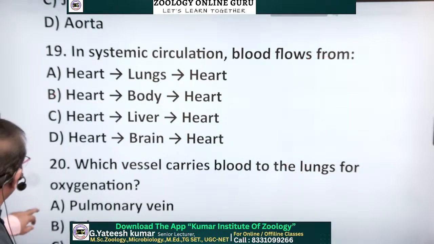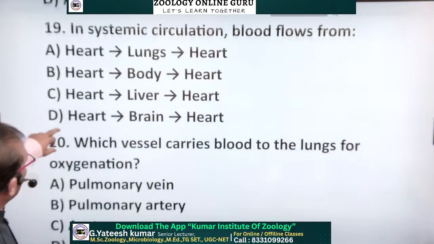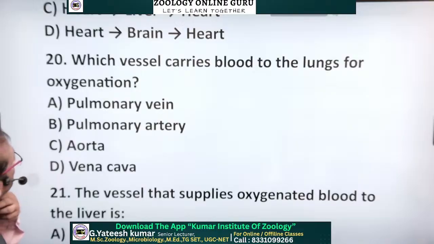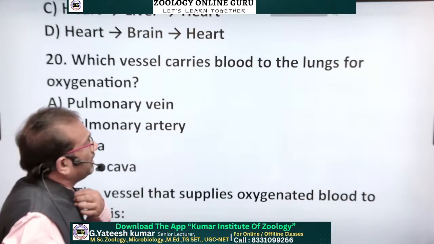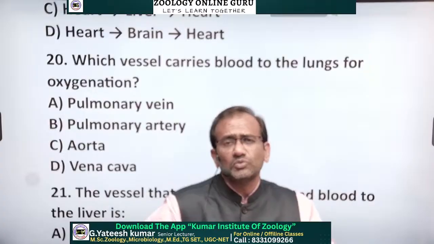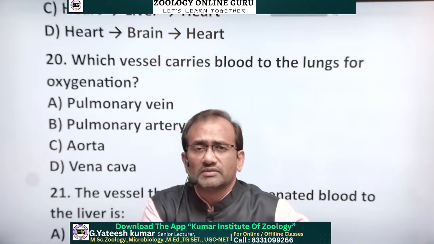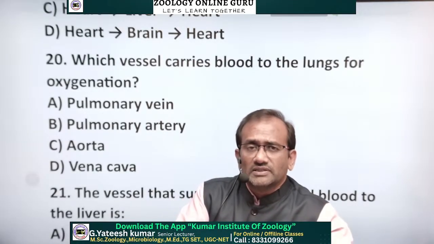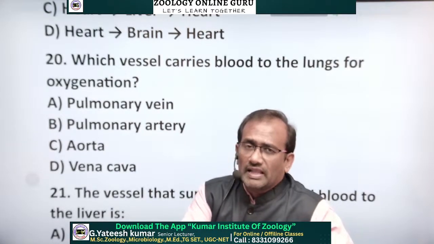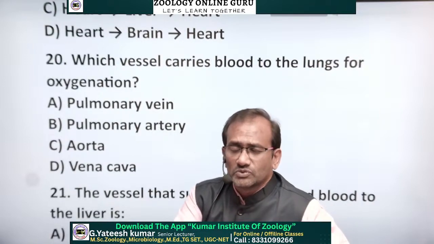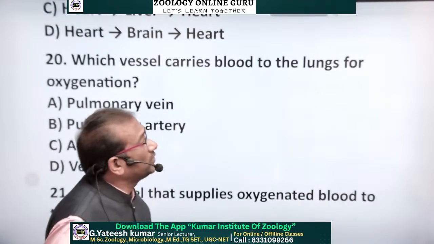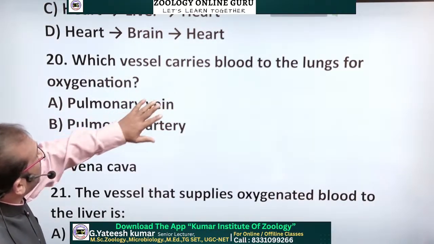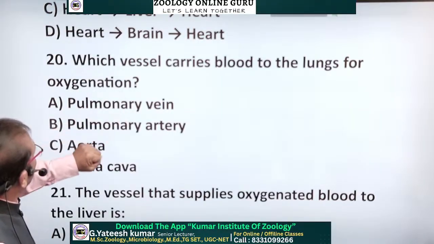Question number 20. Which vessel carries blood to the lungs for oxygenation? So what is the need to carry blood to the lungs? Because that blood is impure blood. To purify the blood, the vessel supplies blood to the lungs. In the lungs, purification takes place. So impure blood comes to the lungs by which blood vessel? Which blood vessel carries blood to the lungs for oxygenation, also called purification?